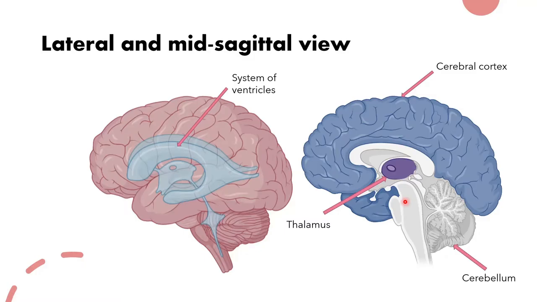Moving on now to the different views of the brain. This is probably the most common view used in literature and in media, the lateral view, where you can see the brain from the side. What the diagram on the left shows is the system of ventricles. Ventricles are the hollow structures of the brain where the cerebrospinal fluid is made. And on the right here, you have a mid-sagittal view, meaning this is a sagittal cut taken right in the middle, between the two hemispheres of the brain.